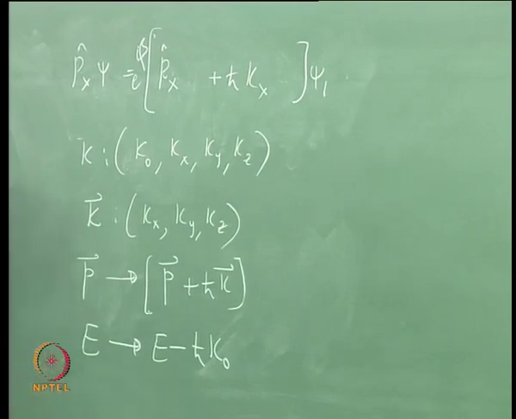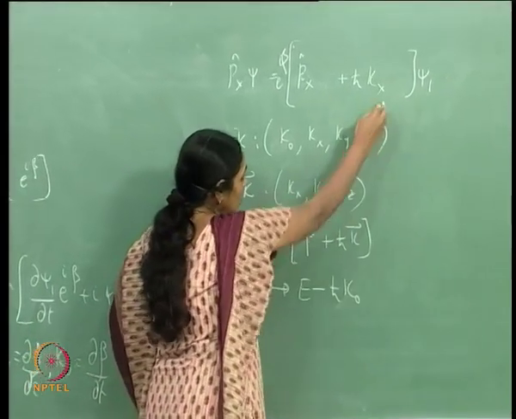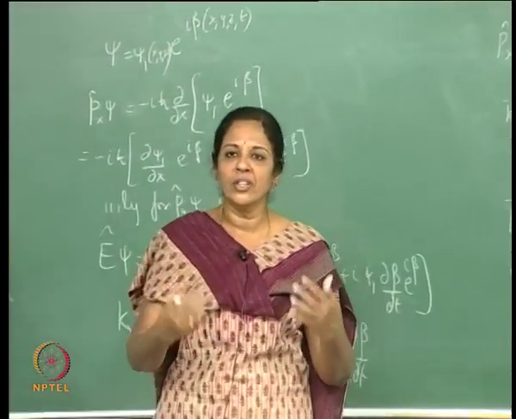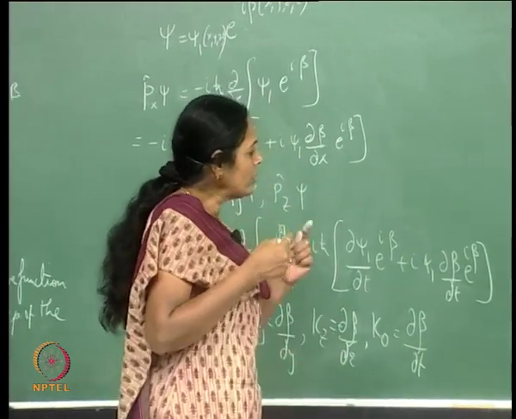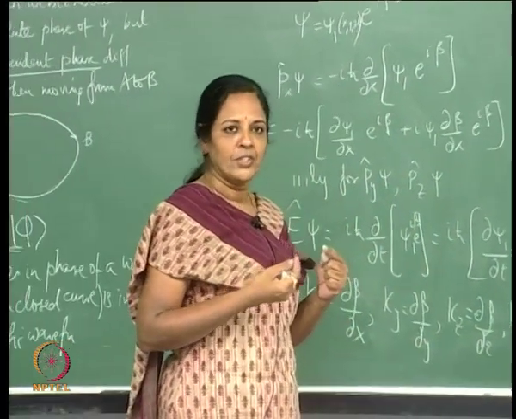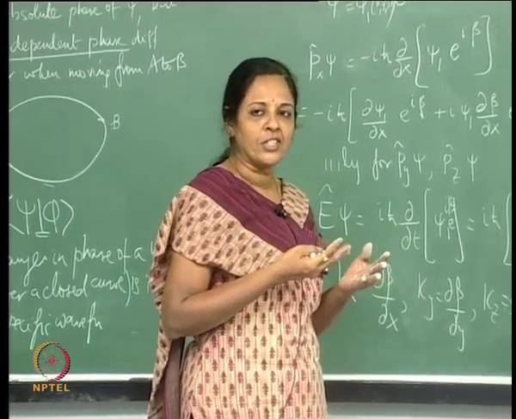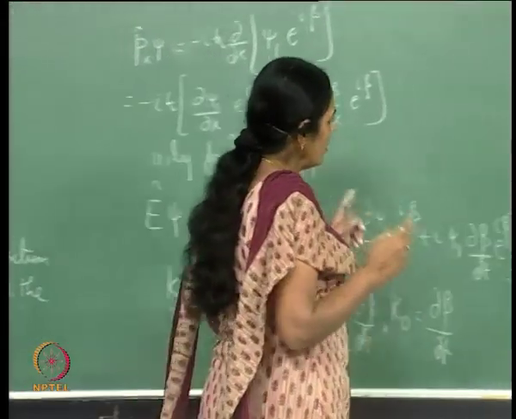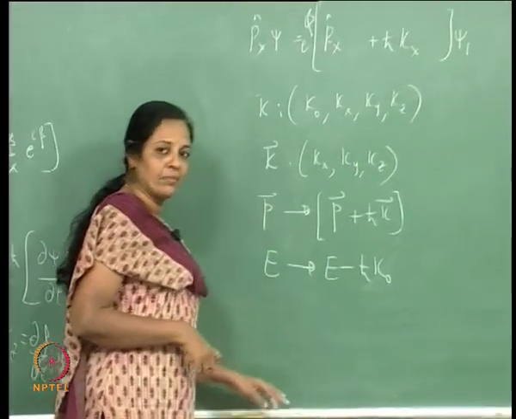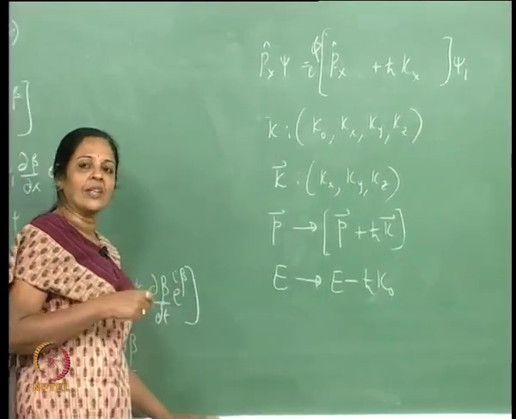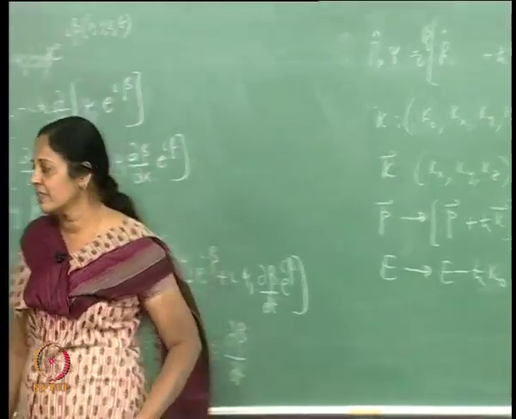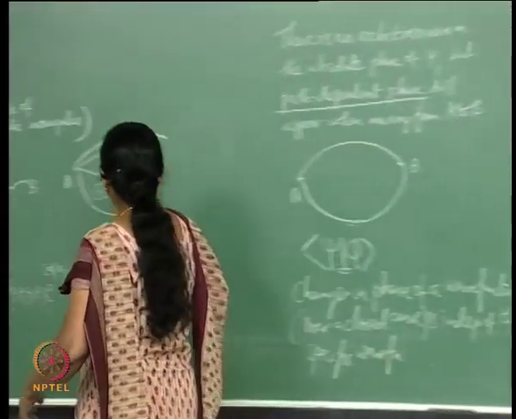What does this mean? This is how psi 1 behaves when I write psi as psi 1 e to the i beta. So whenever there is a wave equation which involves the momentum operator P and the energy operator E, and if that wave equation is satisfied by psi, psi 1 satisfies the corresponding wave equation with these replacements. Let us put that down here.